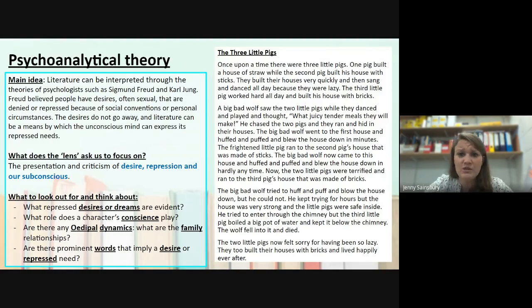So, similar situation, pop a little heading of psychoanalytical theory, and for about 3 minutes or so, have a reread of the text and think about what desires or dreams are evident. What roles do different characters' conscience play? Who's in control in terms of the family dynamics? Are there any words that imply a desire, possibly even linked to a sexual desire?